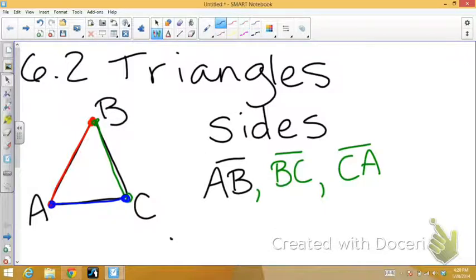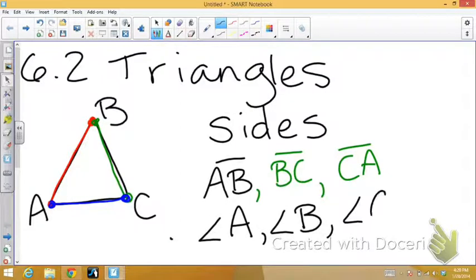So when we label the sides, we use 2 letters with a line above it to say this is a line segment. It also consists of 3 angles: angle A, angle B, angle C. Now if there's more going on in my triangle, then I would need to label my angles with 3 letters instead of 1.